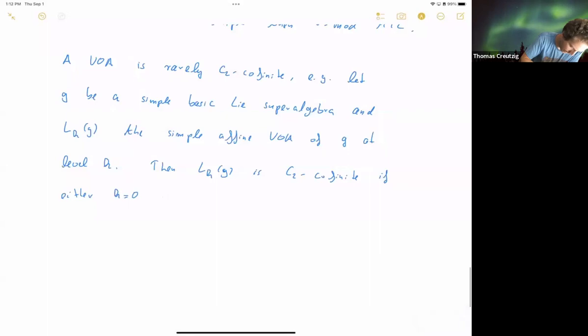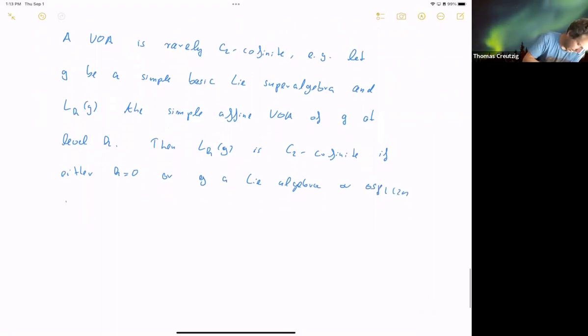or G, a Lie algebra, or OSP. So there's a single non-Lie algebra that is in this sense nice: OSP(1|2n), a single family, and K a positive integer. So only these Wess-Zumino-Witten models, one should call them, give us C2-cofinite affine VOAs, and then of course they are also already rational.